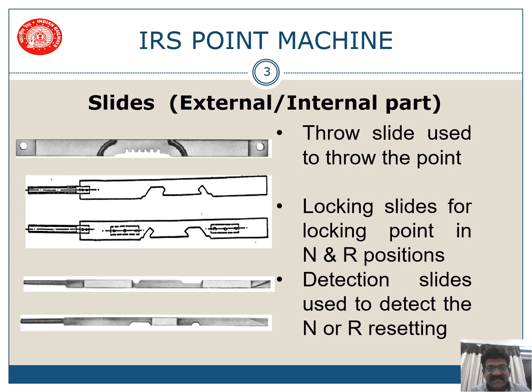What are the different slides? This we have already discussed in external also. So internal, these slides are visible for us. They are the throw slide. These two are lock slides. One is for normal lock, the other one is a reverse side. Similarly, detection slides are there. One is called the normal detection rod slide, and the other one is called the reverse detection slide.